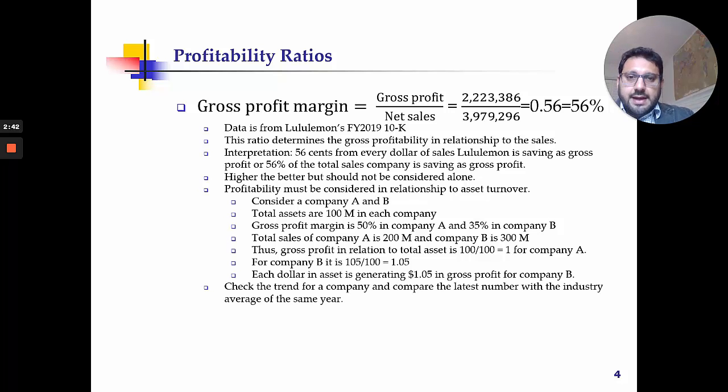Again, for this ratio, we need to see the trend, and we need to see what the average of the industry is. First preference always goes to the industry averages. But if it is not available, then compare your ratio of the latest year with the average of the last 3 or 5 years, if 3 years of data is available, that's fine, of your closest competitor. Again, the industry average is more important. If that data is available, use that.